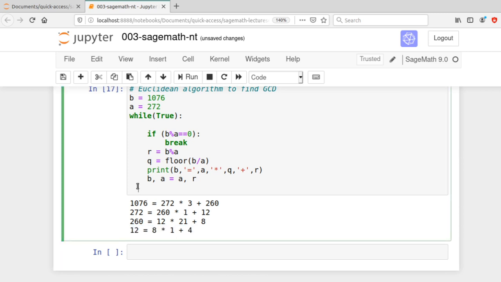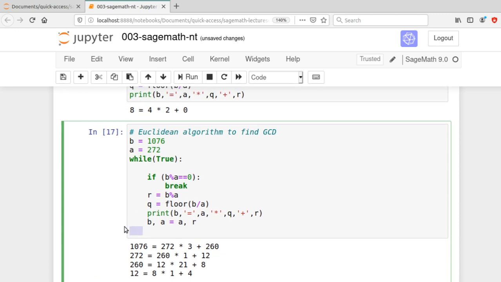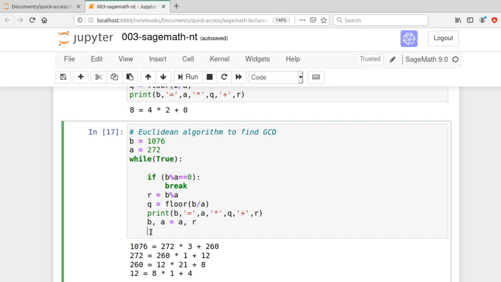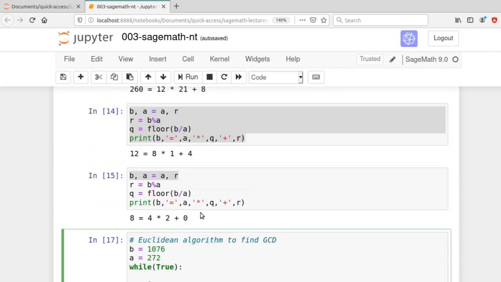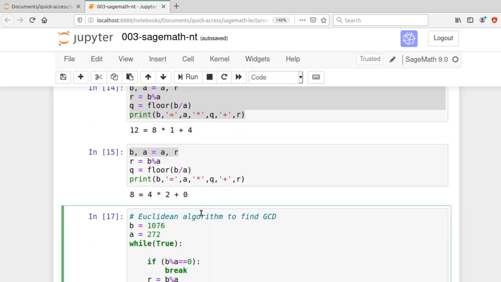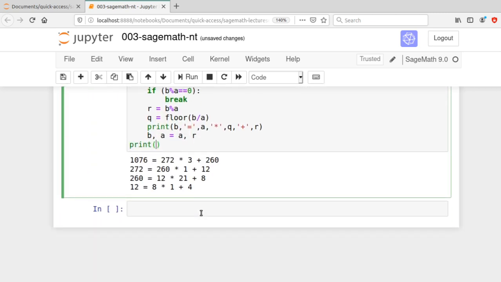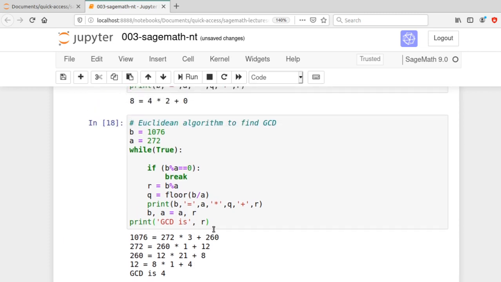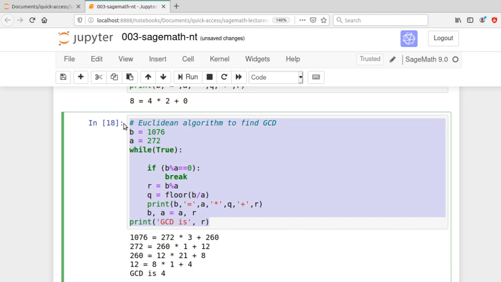So what is the last remainder? So r is the last remainder, because if b percentage a becomes 0, we have not put the value of b percentage a into r. Therefore, r is now having the least non-zero value inside that. So the GCD is nothing but it is equal to r. GCD is 4. So this is how we compute GCD using the division algorithm, the Euclidean algorithm and a while loop.